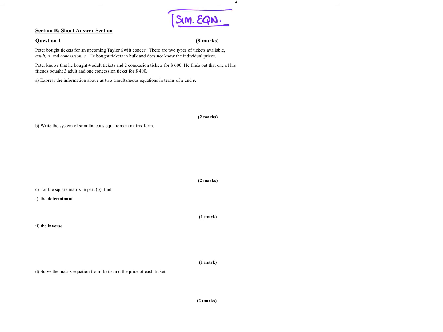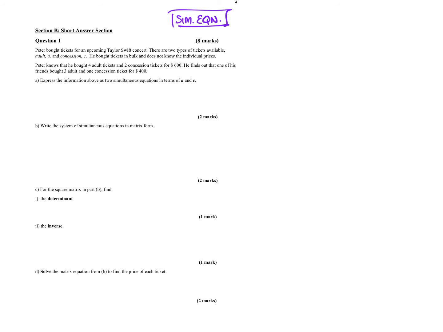So, as I said, it's practicing that. So let's have a look. Peter bought tickets from upcoming Taylor Swift concert. There are 2 types of tickets, adult and concession. He bought tickets in bulk and does not know the individual prices.